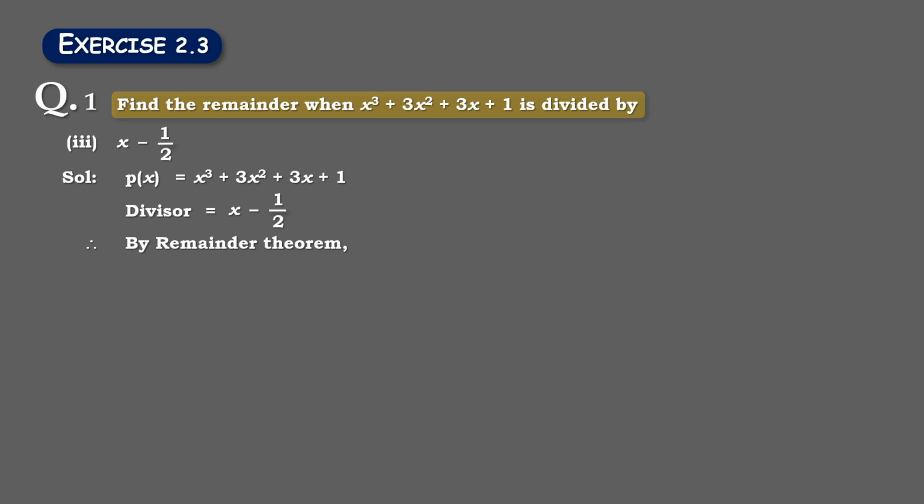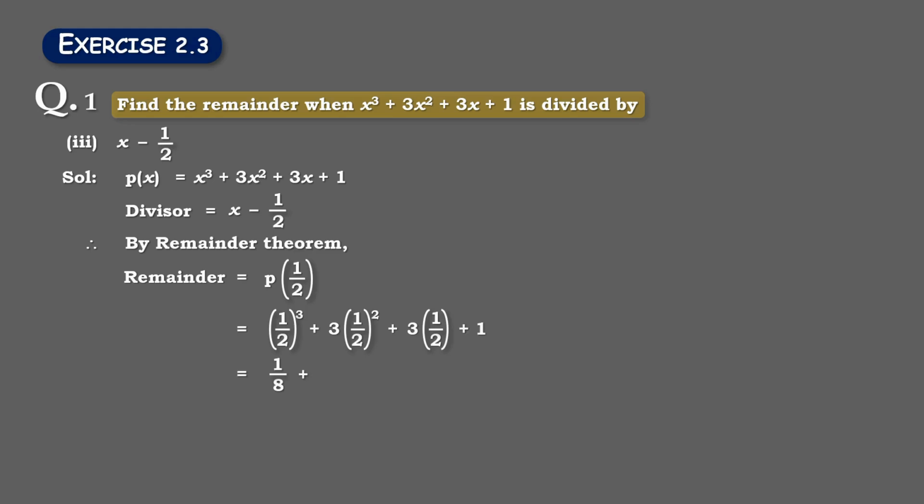That is, p of 1 by 2 equals 1 by 2 cube plus 3 into 1 by 2 square plus 3 into 1 by 2 plus 1. 1 by 2 cube is 1 by 8. 1 by 2 square is 1 by 4, so 3 into 1 by 4 is 3 by 4. 3 into 1 by 2 is 3 by 2, and plus 1 remains plus 1.